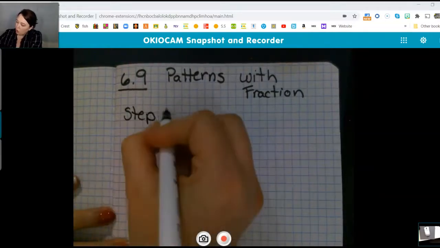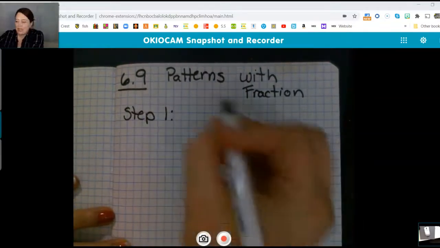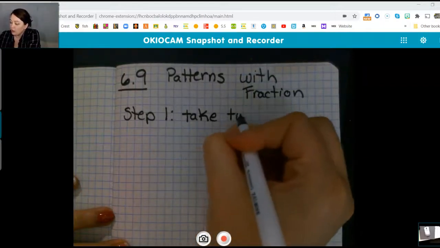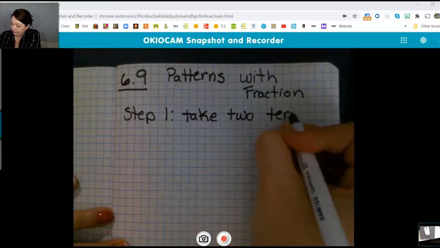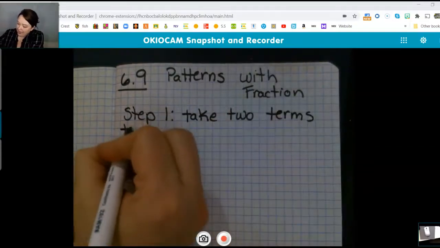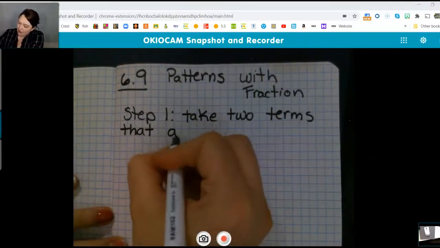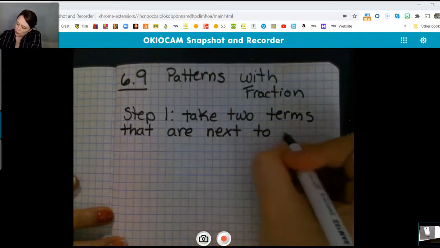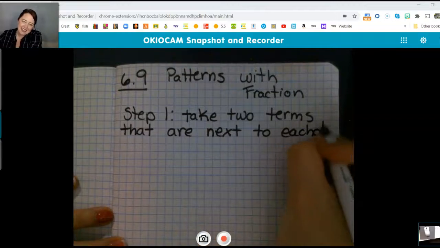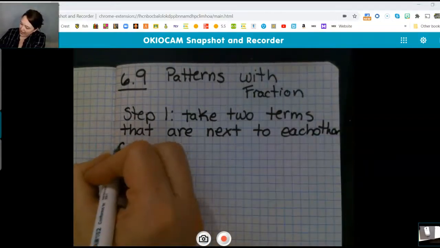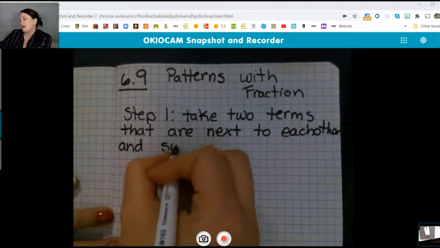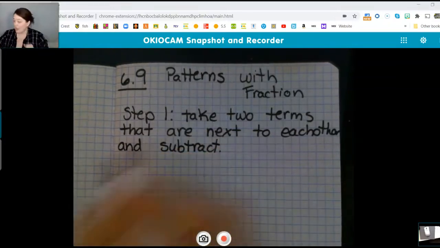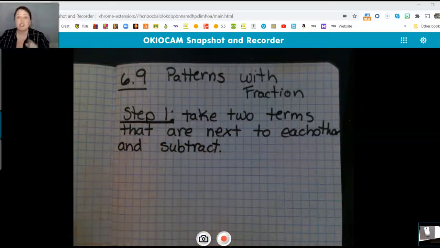Step 1. Take two terms that are next to each other and subtract. That is the first step. Step 1 is just to take two terms.